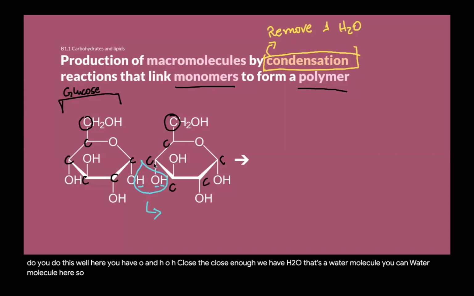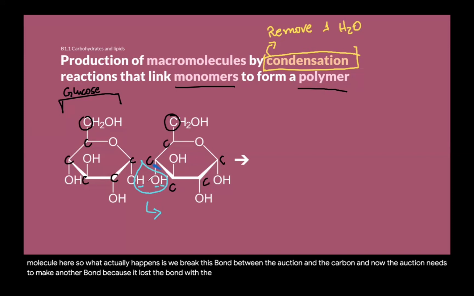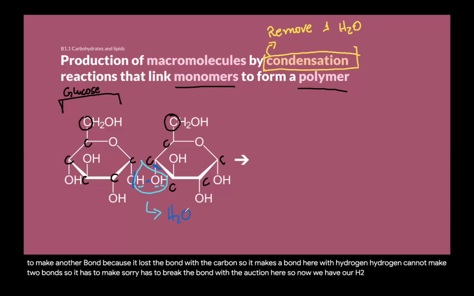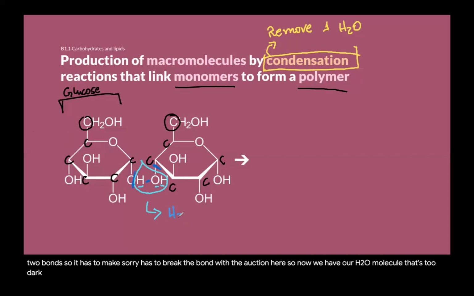So what actually happens is we break this bond between the oxygen and the carbon, and now the oxygen needs to make another bond because it lost the bond with the carbon. So it makes a bond here with hydrogen. Hydrogen cannot make two bonds. So it has to break the bond with the oxygen here. So now we have our H2O molecule.